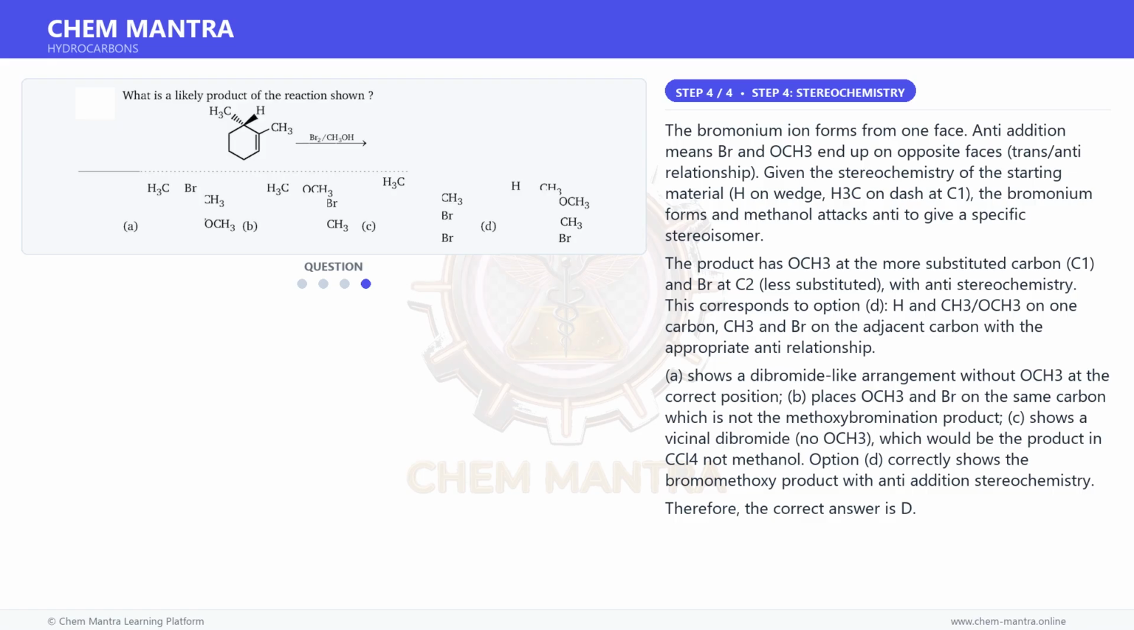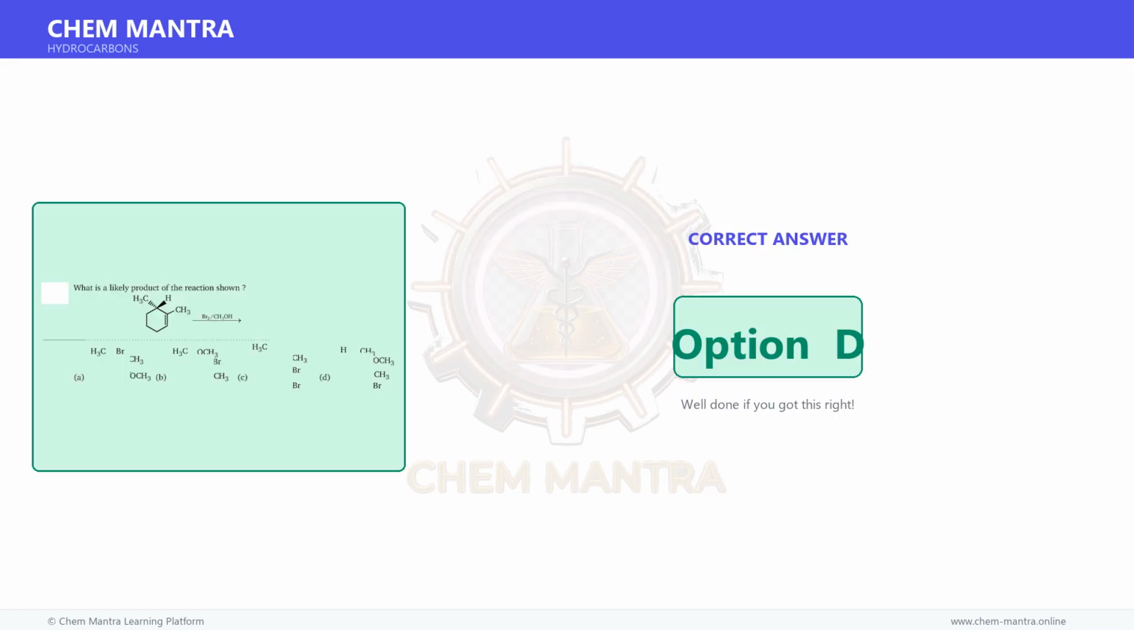Option D correctly shows the bromomethoxy product with anti-addition stereochemistry. Therefore, the correct answer is option D.